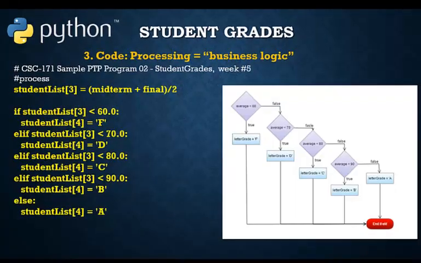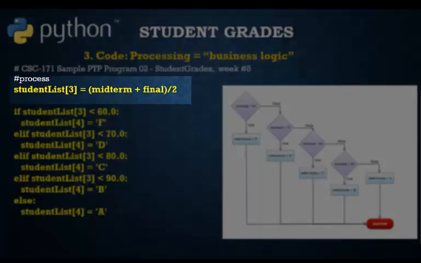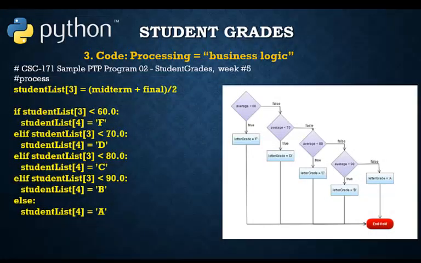Here is our coded process part, which corresponds to the business logic. We refined this into 2 subparts. First, we calculate the semester average and assign it to item 4, student list sub 3. The next part, using the average to determine the letter grade and assign it to a student list sub 4. The second part is the decision logic based on the flowchart shown.